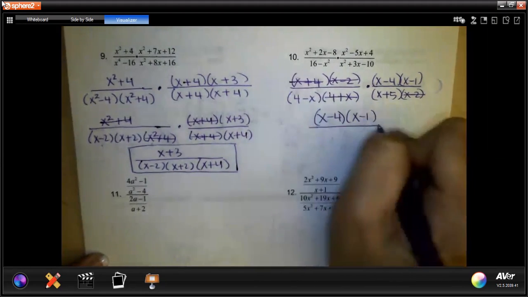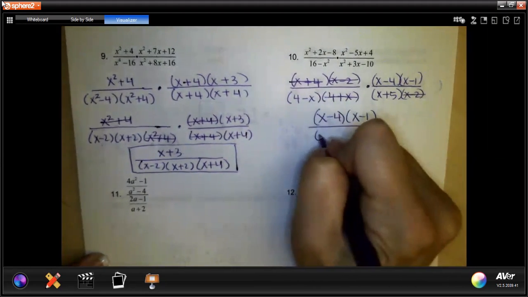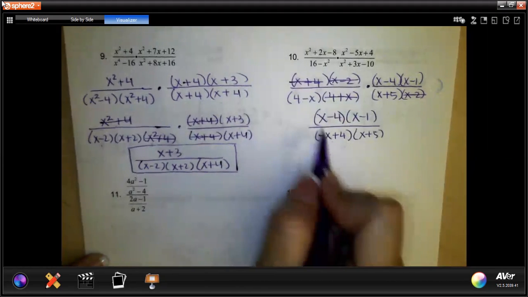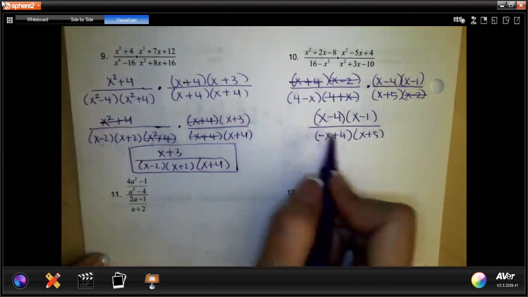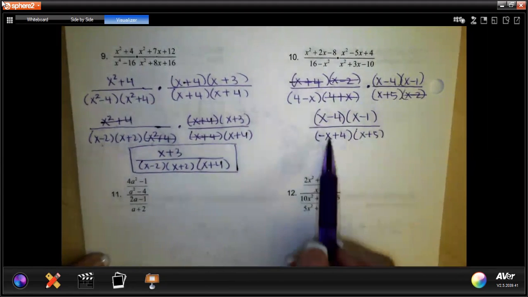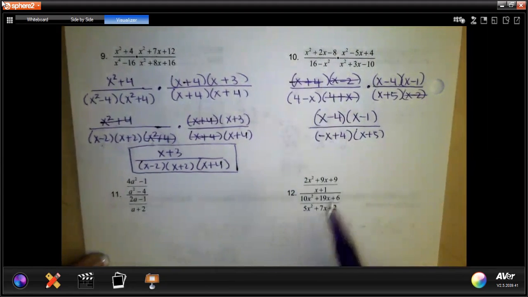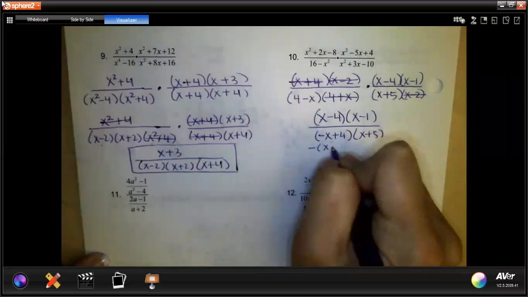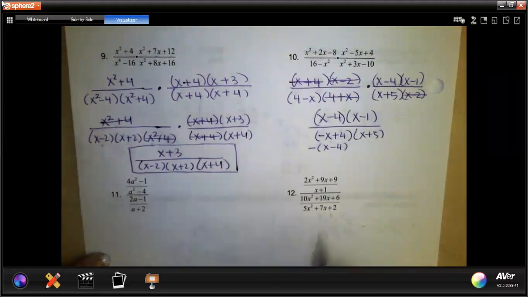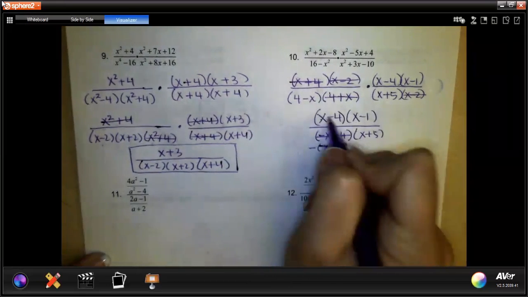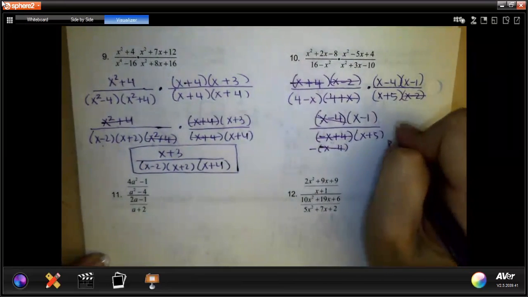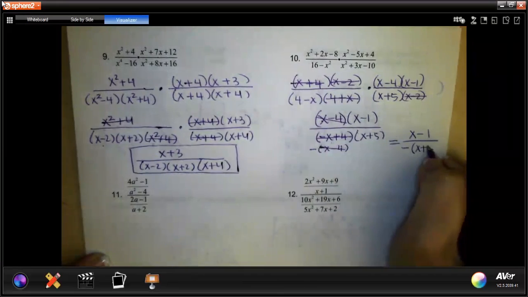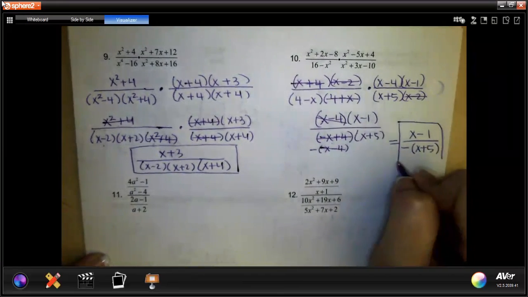times x minus 1. And then I'm going to go ahead and rewrite this with negative x plus 4 and x plus 5. This is the same thing as that, since the negative is still with the x and the 4 is still positive. The reason why I rewrote that is because if you look at this, they just have the opposite signs. So you can factor a negative out of this bottom one. If I factor out a negative, it would look like this. And so then x minus 4 and x minus 4 cancel. And my final answer would have x minus 1 on the top, and then it would have a negative times x plus 5 on the bottom. So this would be fully reduced.